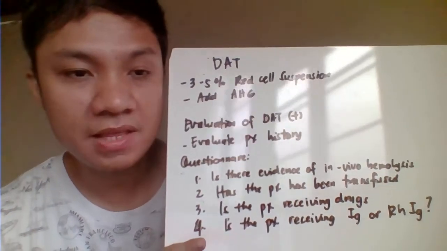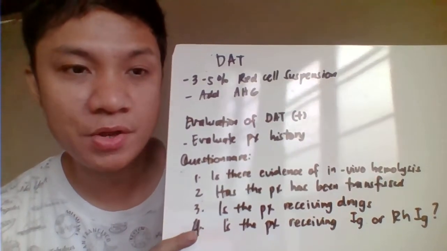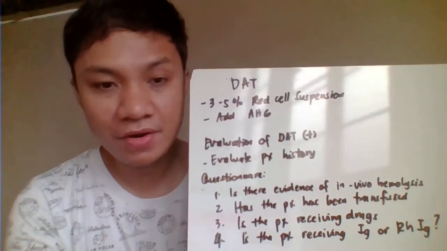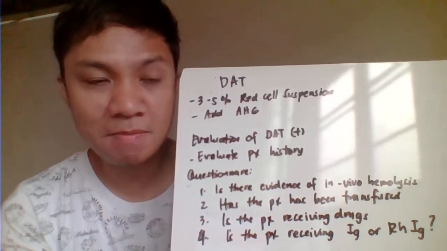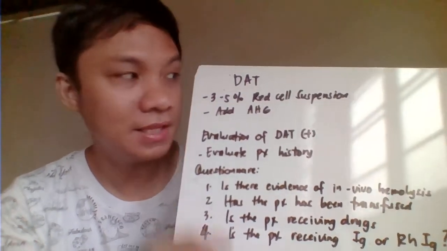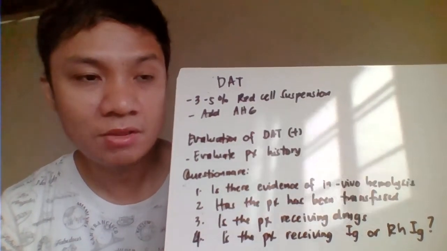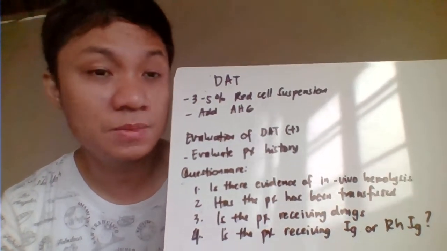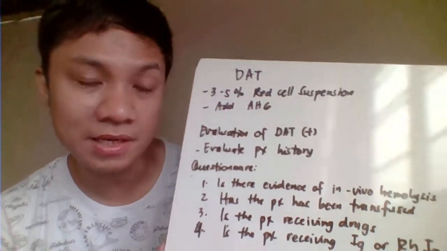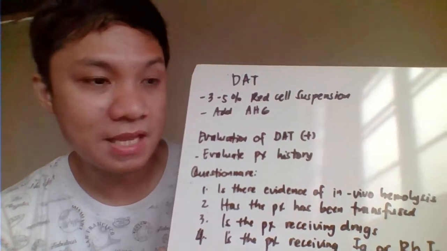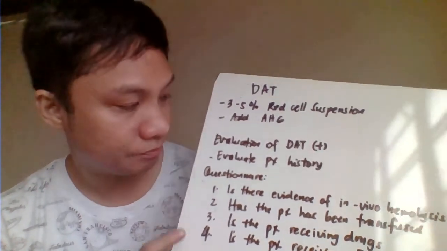Okay, then we have here the procedure when you're doing your direct anti-globulin test. For the procedure, you just need to extract the blood coming from your patient and then make a 3 to 5% red cell suspension. Then, add your anti-human globulin and observe for agglutination reaction. Ganun lang siya kabilis. Kaya we consider this one as your one-step technique or phase.